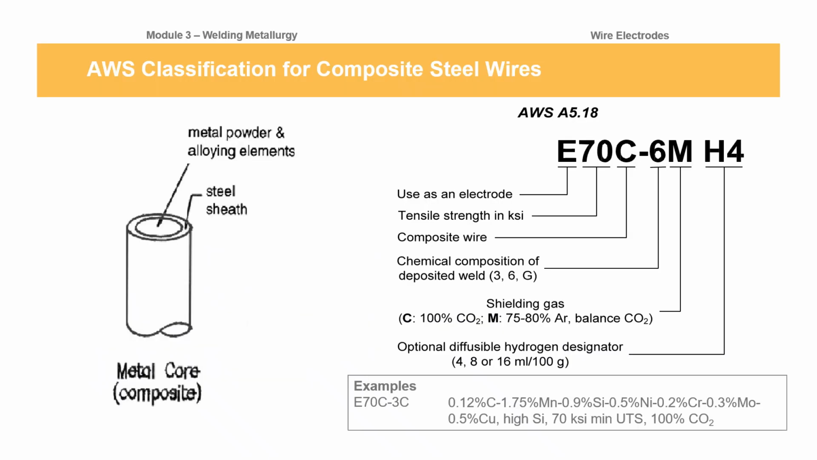Here's one for composite steel wires, E70C. That fourth letter in the designation tells us it's a core wire. The 6M is going to tell us the chemical composition of the deposited weld, and then it's telling us what shielding gas we should use, and then the diffusible hydrogen designator there at the end, the H4. So with that H4, a lot of times you'll see it, but sometimes you won't.